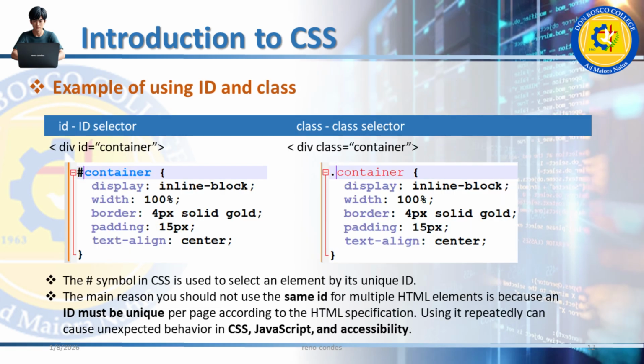Please observe how IDs and classes are used when calling elements with CSS. The hashtag symbol in CSS is used to select an element by its unique ID. The main reason you should not use the same ID for multiple HTML elements is that an ID must be unique on a page according to the HTML specification. Using the same ID multiple times can cause unexpected behavior in CSS, JavaScript, and accessibility.